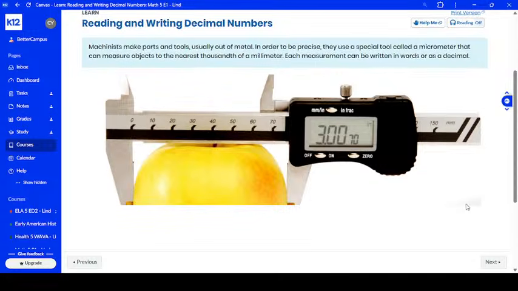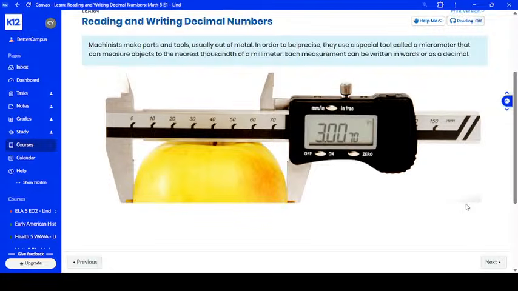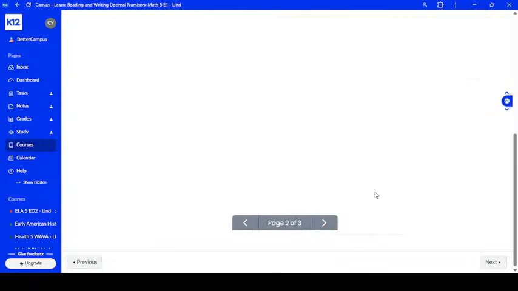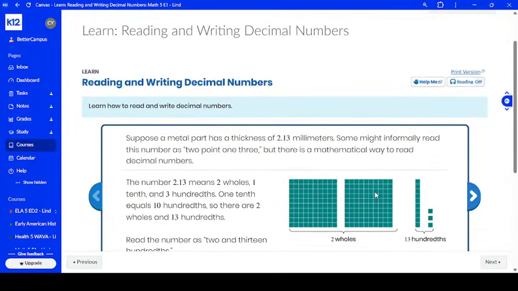Ooh. In fractions. Suppose the metal part has a thickness of 2 1/3 millimeters. Wait, reading.